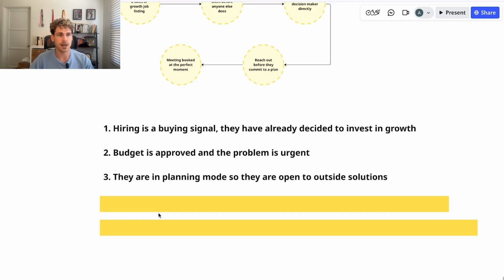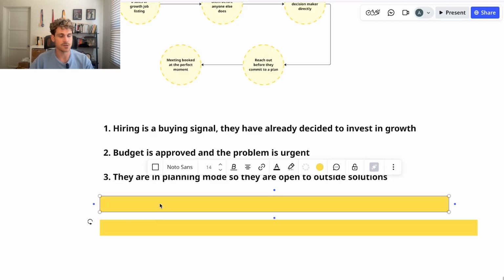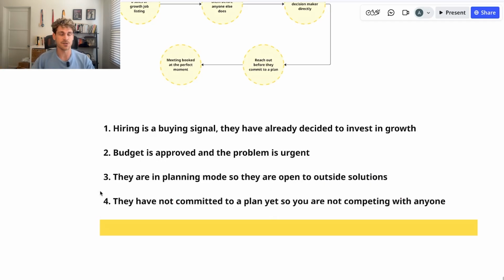Number 3, they're in planning mode, so they are open to outside solutions. That's very common, especially if you can show them that you can do it at a lower cost or that it's easier for the hiring manager. You've got to remember, when you're emailing people, they care about themselves oftentimes more than the company. So if you can show them that you can make their job easier, the better chance you're going to have.